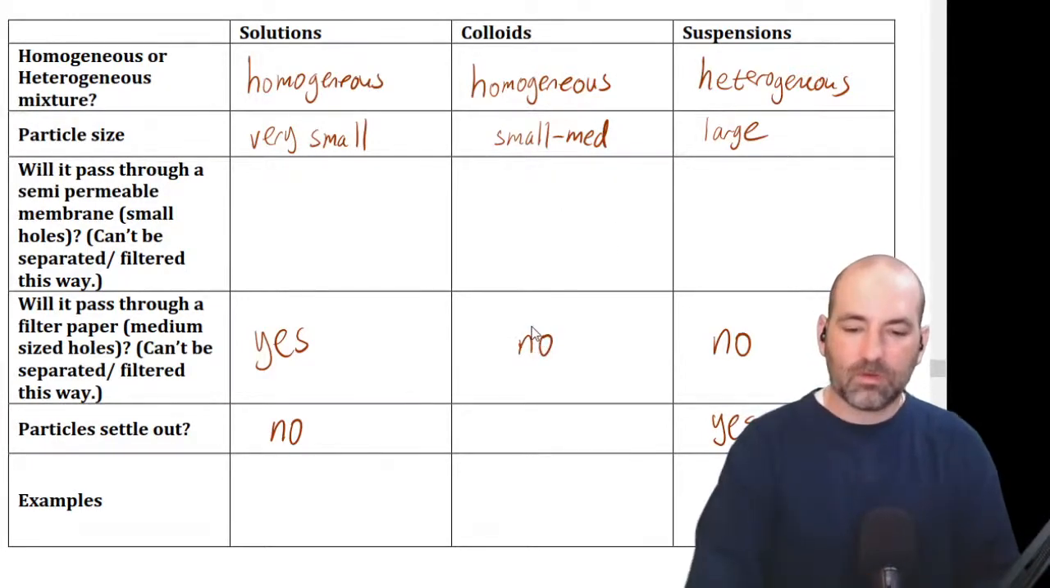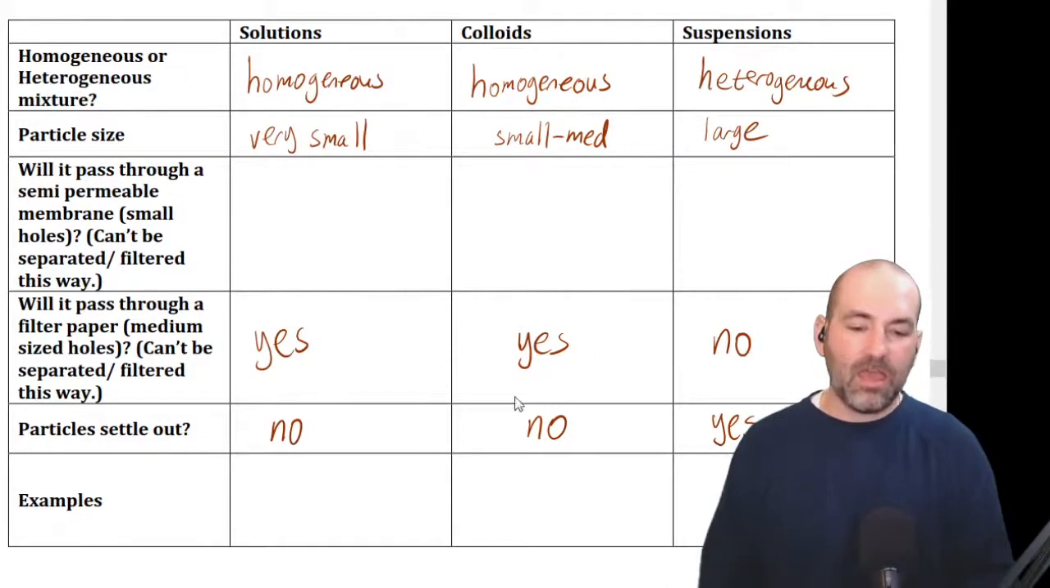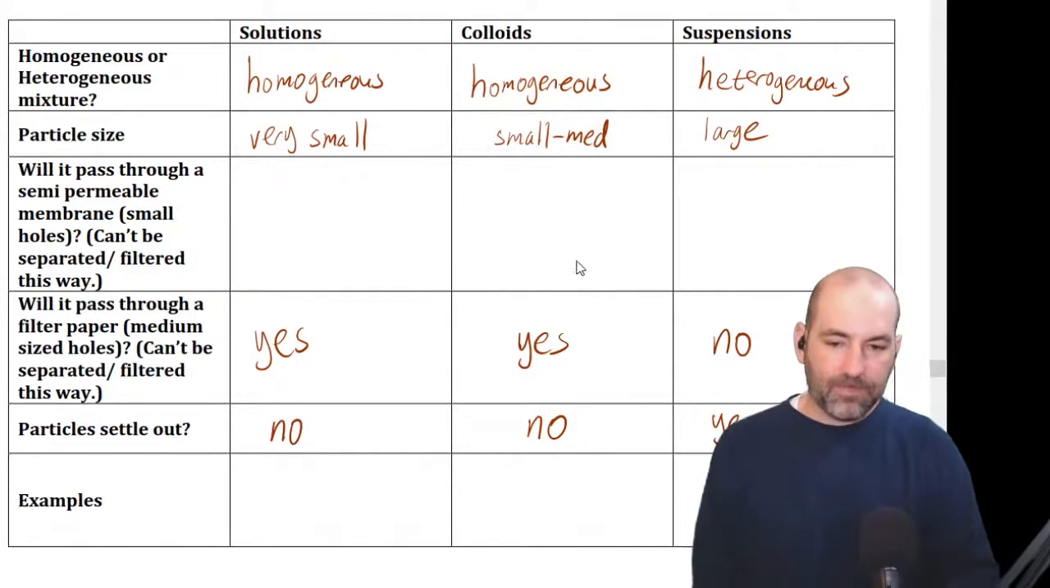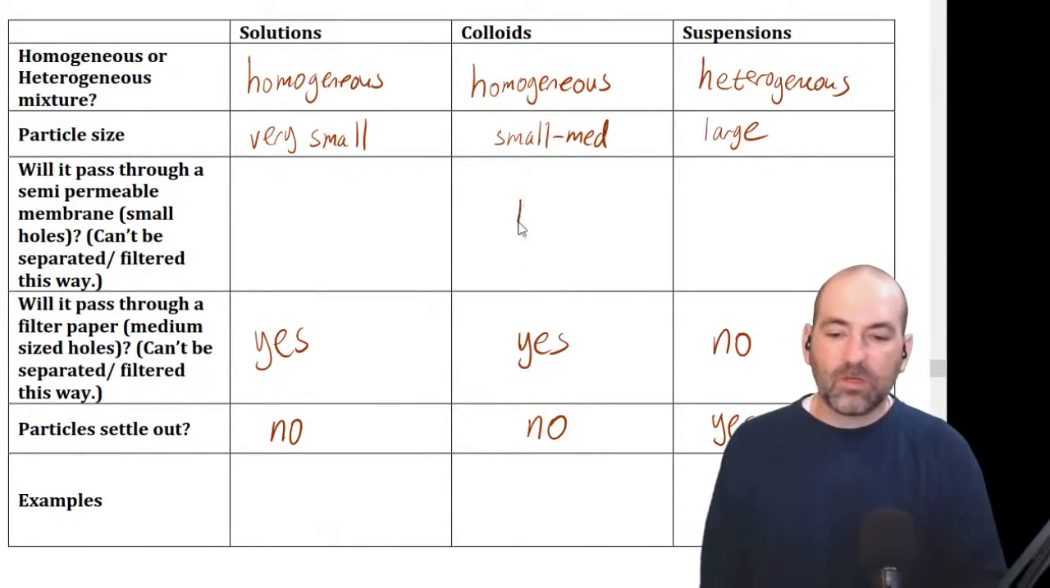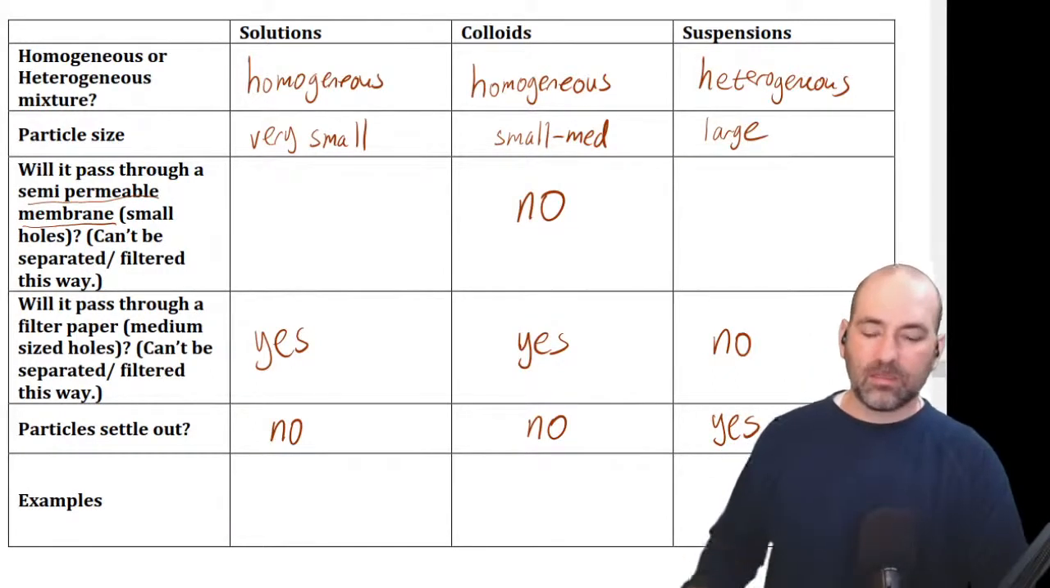Colloidal particles will pass through a filter paper and they will not settle out. So in many ways, they behave like solutions, but they are cloudy, and those particles will not pass through a semi-permeable membrane. We're going to talk about that for the next little bit.